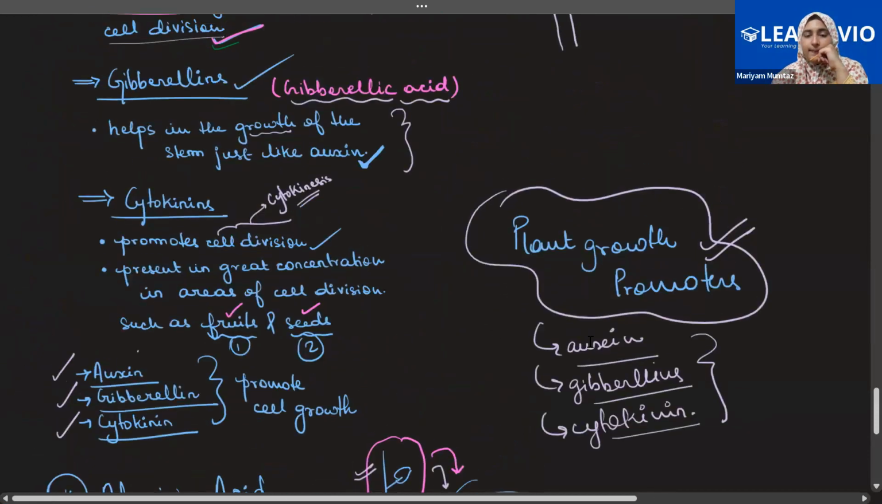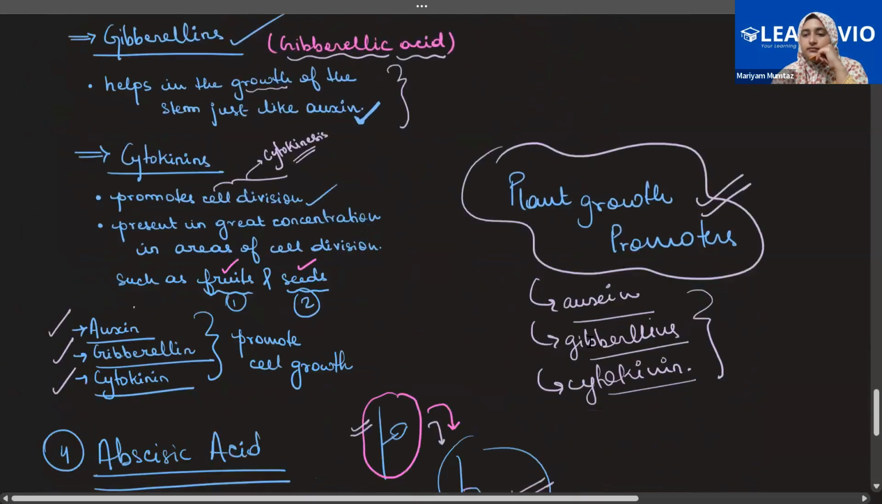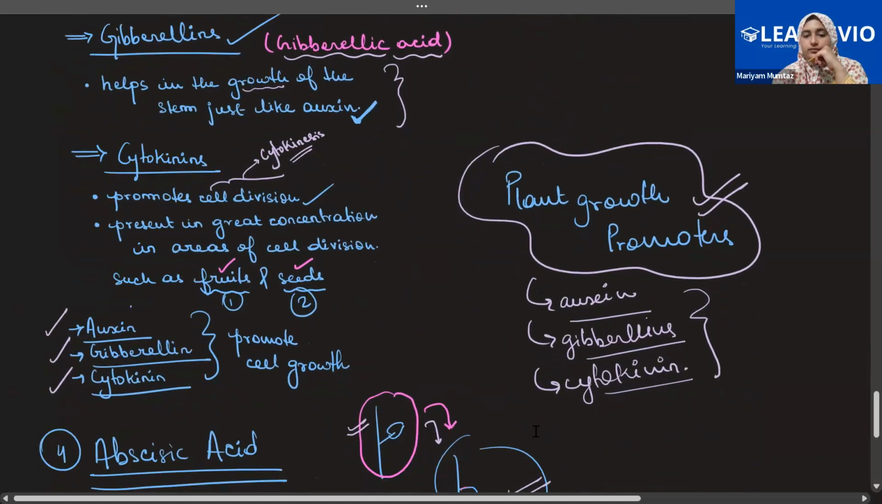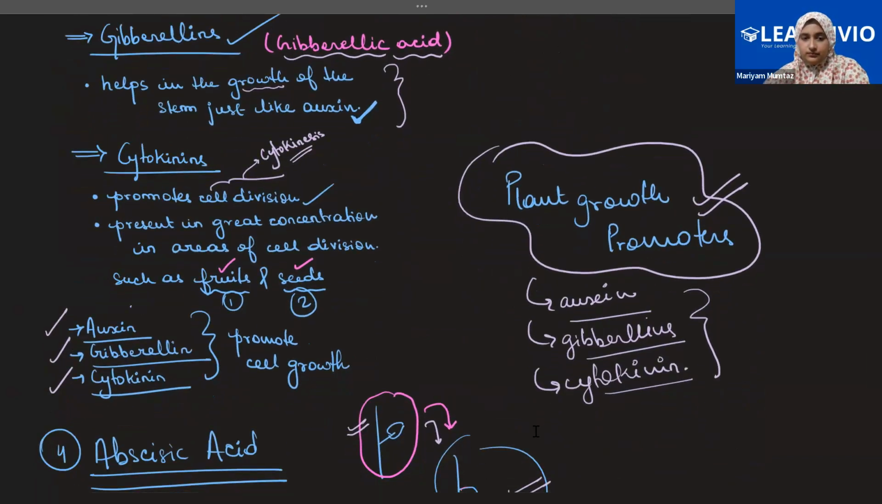Okay, students? Any doubts? Okay, now you can note it down. Now we have to note down from it helps the cell to grow longer in auxin.